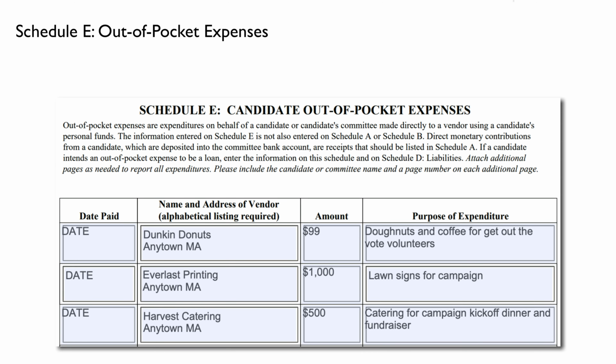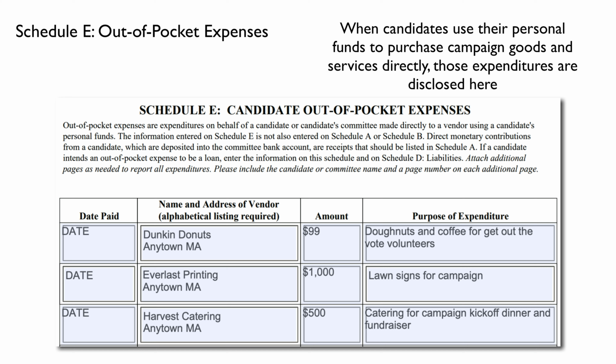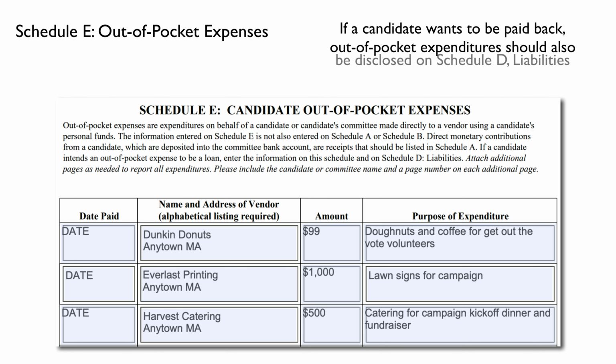When candidates use their personal funds to purchase campaign goods and services directly, those expenditures are disclosed here. If a candidate wants to be paid back, out-of-pocket expenditures should also be disclosed on Schedule D, Liabilities.